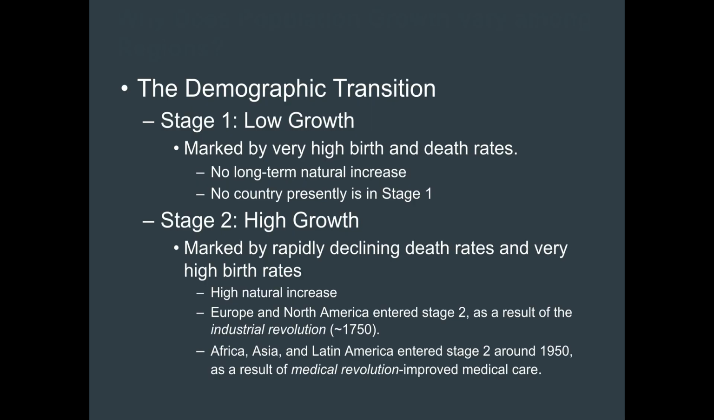So what does this actually mean? Demographic transition model, stage 1, low growth. Like I said, very high birth and death rates. That means that there's hardly any, if at all any, natural increase in the country.